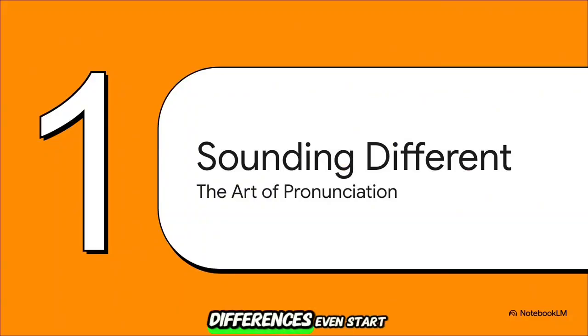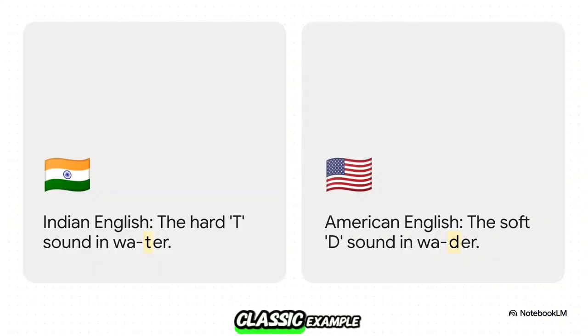So, where do these differences even start? Well, the first and maybe biggest clue isn't even about the words we choose, but about the music of the language. It all begins with pronunciation. Okay, let's take a classic example, the letter T. In a lot of Indian English, that T has a very sharp, clear, hard sound. Listen, water, water. But in American English, that T often gets softened into something that sounds way more like a D. So you get waiter, waiter. It's a tiny shift, but it totally changes the texture of the word.